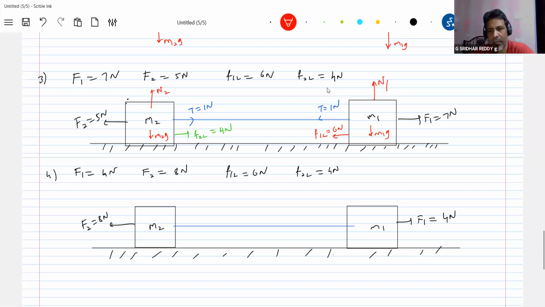So this applied force is 4 Newton. So this is a normal reaction. This will be the friction. So I applied the larger force acting on the block M2. So therefore this will be F2L, 4 Newton I applied. Then how much tension will be here? 4 Newton. So here 4 Newton tension. Then will there be any friction? No friction here.